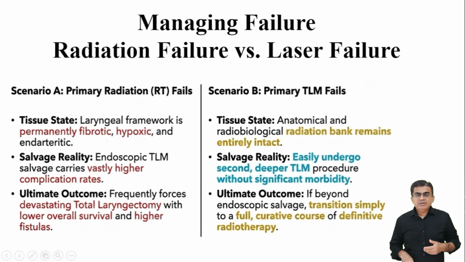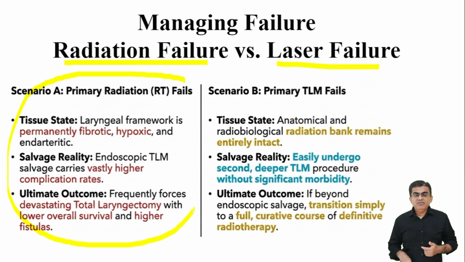Let us now look at what happens when our first treatment fails to cure the cancer. Look at scenario A first. This shows the clinical reality when primary radiation therapy fails. Look at the tissue state after radiation. The laryngeal framework becomes permanently fibrotic, hypoxic, and arthritic. This means the native tissue has terrible blood supply and extremely heavy scarring. Because of this severely damaged tissue, trying to perform an endoscopic salvage laser surgery carries vastly higher complication rates.